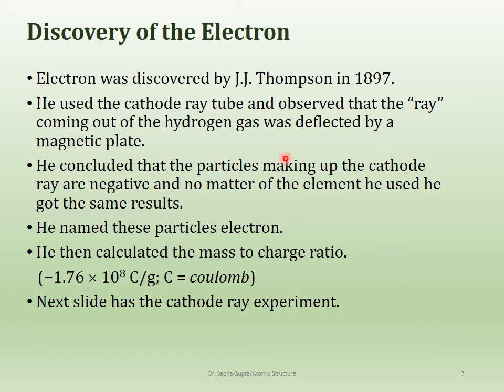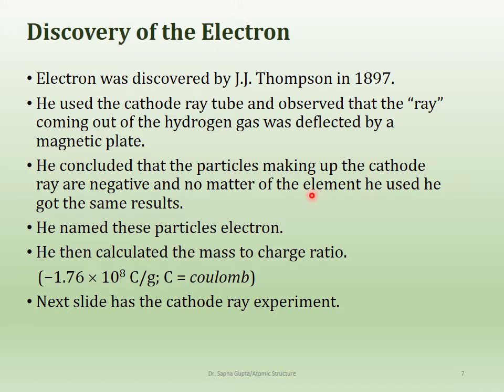The first particle that was discovered was the electron, and this was discovered by J.J. Thomson in 1897. So you can see it's not a very old discovery. The particle has been around, but we didn't know about it until so late. He used what is called the cathode ray tube and observed that a radiation that was coming out of the hydrogen gas was deflected by a magnetic plate. And he concluded that the particles that were coming out were negative. And they were always negative no matter what element he used.